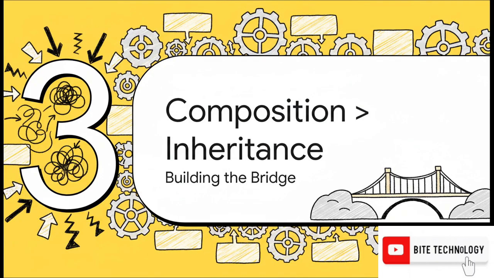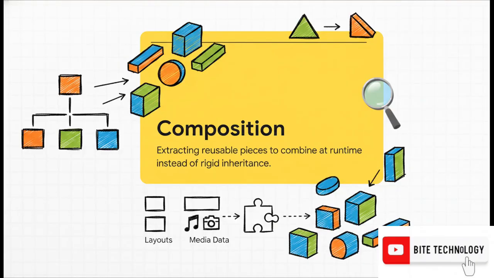Which brings us to Section 3, composition over inheritance. This is where we build the bridge. So how do we escape this maintenance nightmare? Well, we bring in the hero of our explainer, the bridge pattern. This pattern relies entirely on shifting our mindset away from inheritance and over to composition. Let's define composition real quick. Instead of forcing our classes to inherit everything they are from some rigid family tree at compile time, composition is all about extracting behavior into separate, reusable pieces. Think of it exactly like snapping building blocks together at runtime.